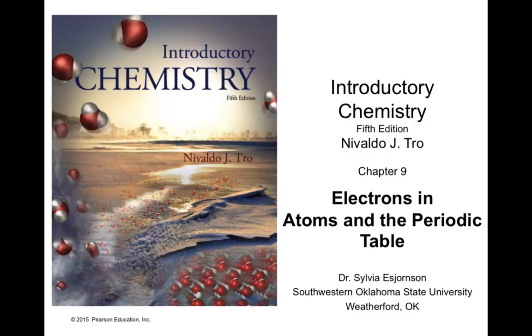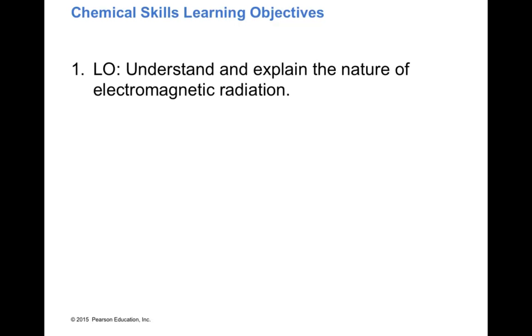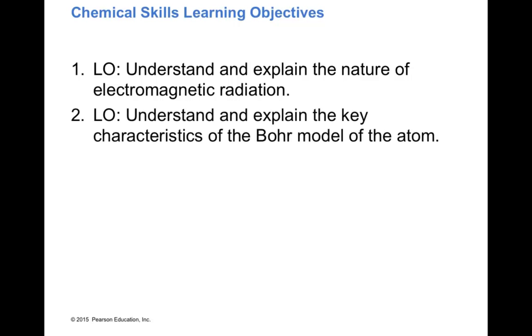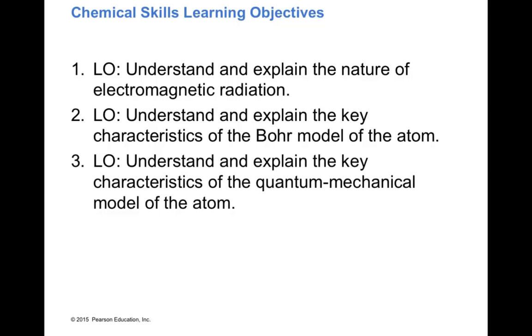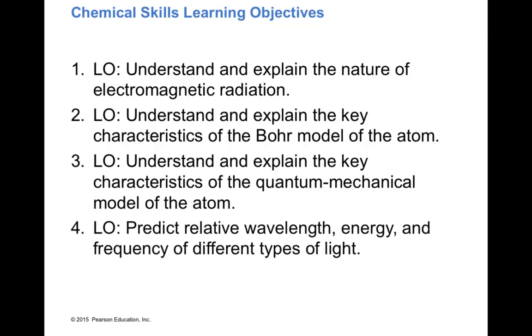This is the first module of two from chapter 9, Electrons in Atoms and the Periodic Table. By the end of this module, you will be able to understand and explain the nature of electromagnetic radiation. Also, you will understand and explain the key characteristic of the Bohr model of the atom, understand and explain the key characteristic of the quantum mechanical model of the atom, and predict the relative wavelength, energy, and frequency of different types of light.